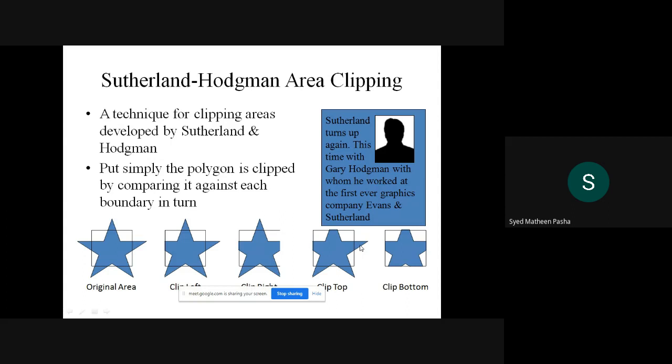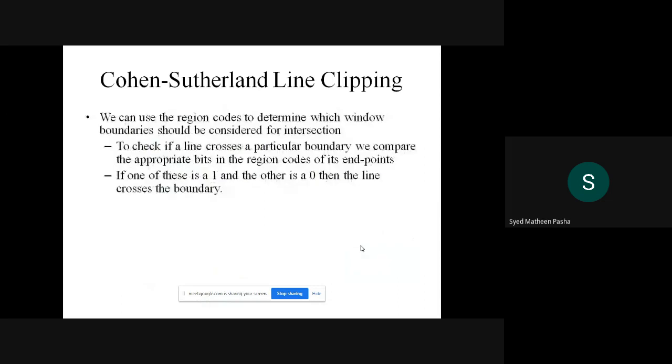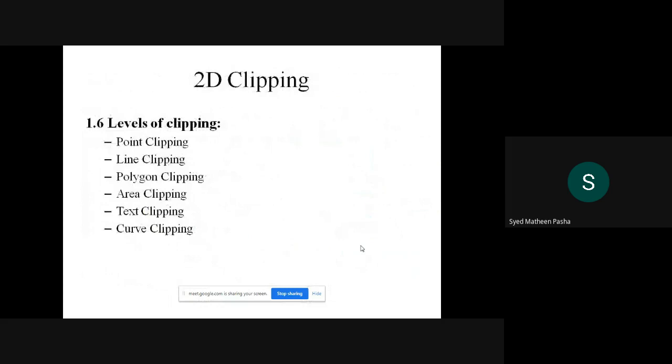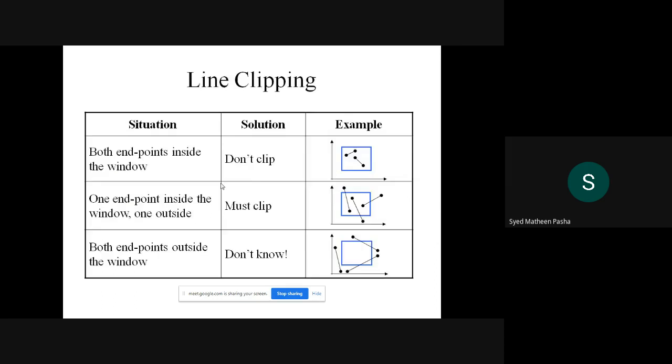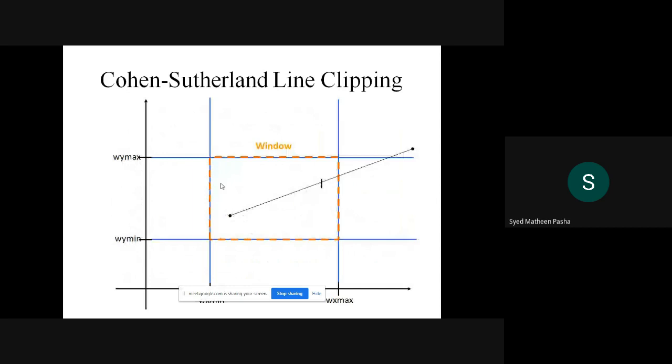Then there is something called area clipping as well, with respect to the Sutherland-Hodgman method. What are the levels we saw? I'll just display the levels here. Yeah, check out. The levels are point, line, polygon, area, text, and curve. We studied till polygon clipping. So coming to area clipping, there is one more author, or I can say a scientist, who defined area clipping. We'll study with respect to that scientist himself what he has defined in area clipping.